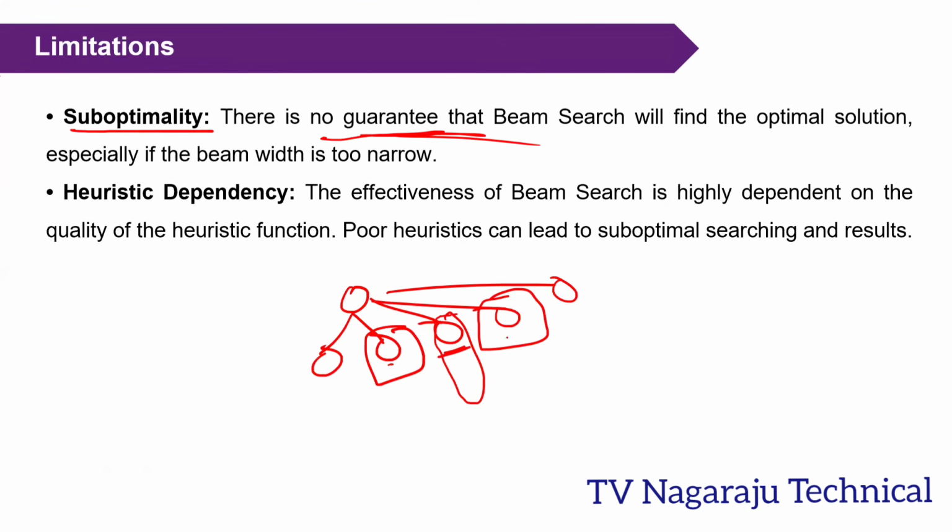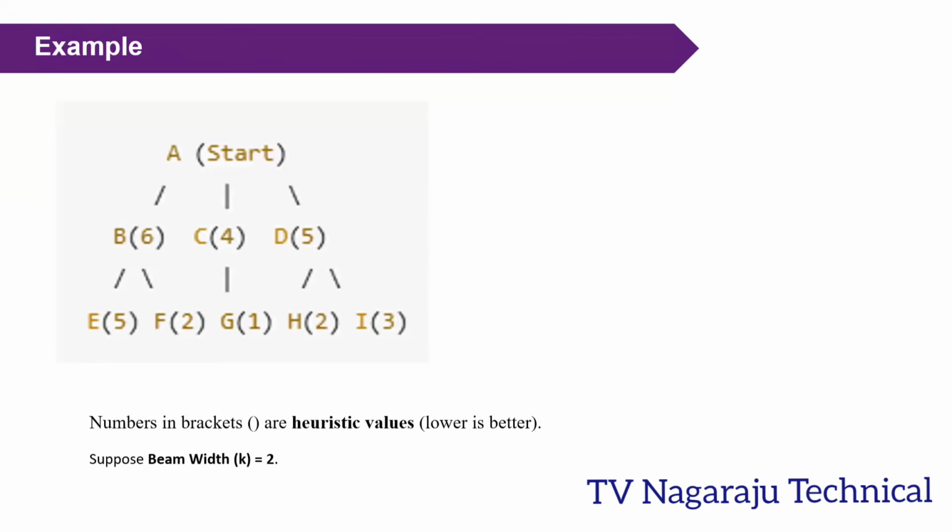Why? The selection of nodes depends on the beam width, and it depends on the heuristic function. Suppose the beam width is very high, then automatically it behaves as a normal BFS. If the heuristic function is poor, suboptimal solutions may lead to wrong answers. You got it? Now, this is one example. Now I will explain this example, how beam search works, and we will close the topic.